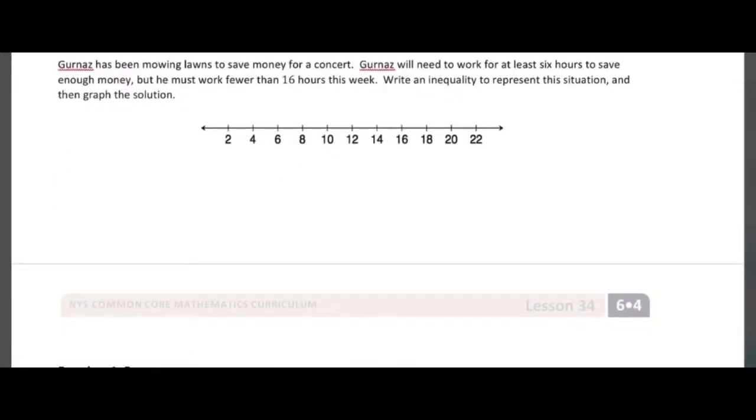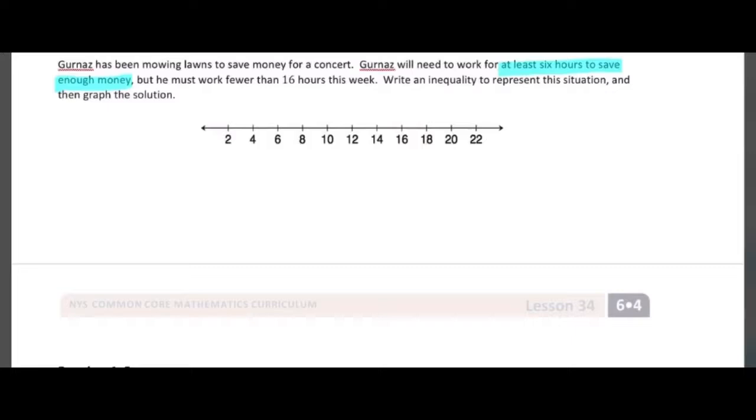Gurnaz has been mowing lawns to save money for a concert. Gurnaz will need to work for at least 6 hours to save enough money, but he must work fewer than 16 hours each week. So I want to write an inequality to show how much he has to be able to work, but it has to be less than 16 hours. So fewer than tells me something. Fewer than 16 hours. So at least 6 to save enough money, but it's fewer than 16 hours.